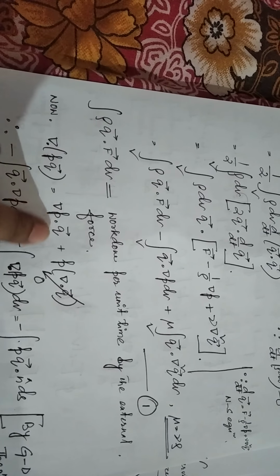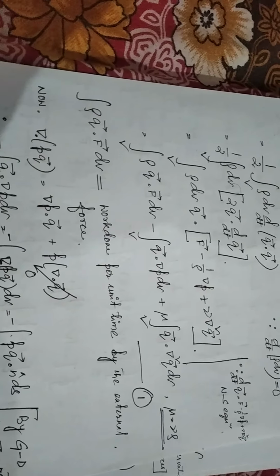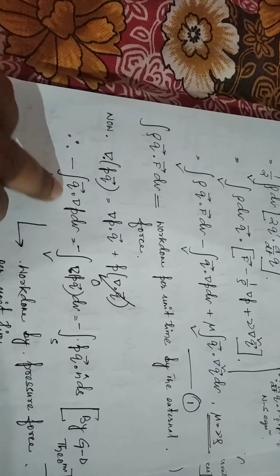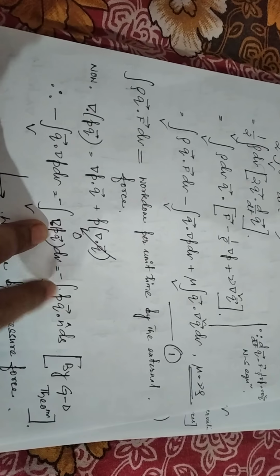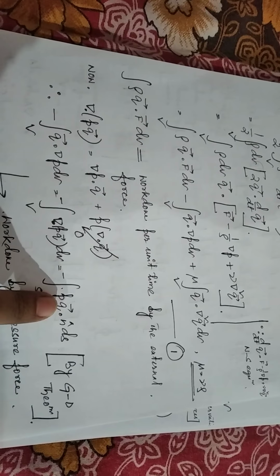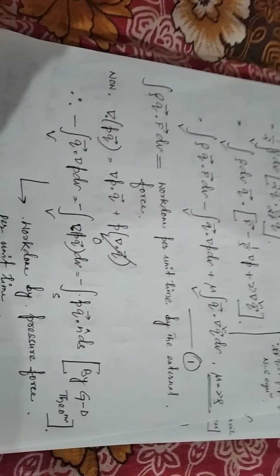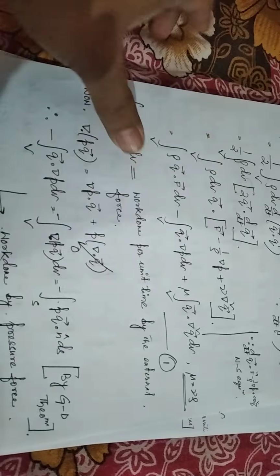Now for the second part, we use one identity. Yes, this is the identity we are using, and in that identity, the third part is 0. Why? Because of the incompressible fluid, that is from the continuity equation. So the second term can be written in this form. And now by the Gauss divergence theorem, this part can be written as p q bar dot n cap. This indicates the work done by the pressure force per unit time. So till now we have obtained the two work dones, and this part is the dissipation of energy.